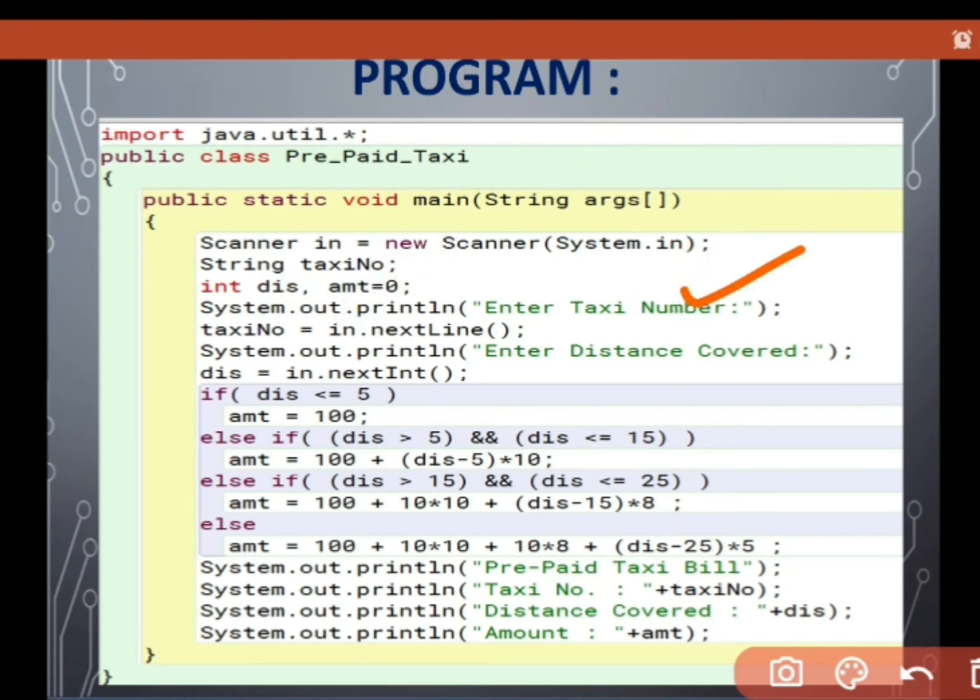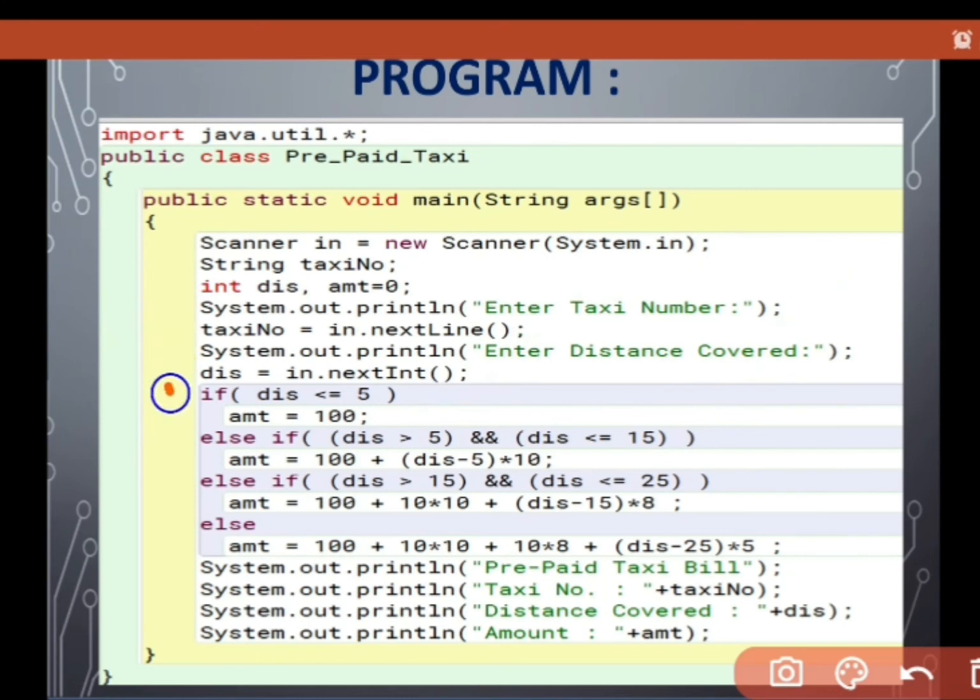I'm accepting a taxi number. A taxi number is always alphanumeric. Alphabets are also there, numbers are also there. That's why I'm considering it in the form of a string. In dot next line I'm preferring. Distance covered is in the form of an integer, and taxi is in the form of a string.